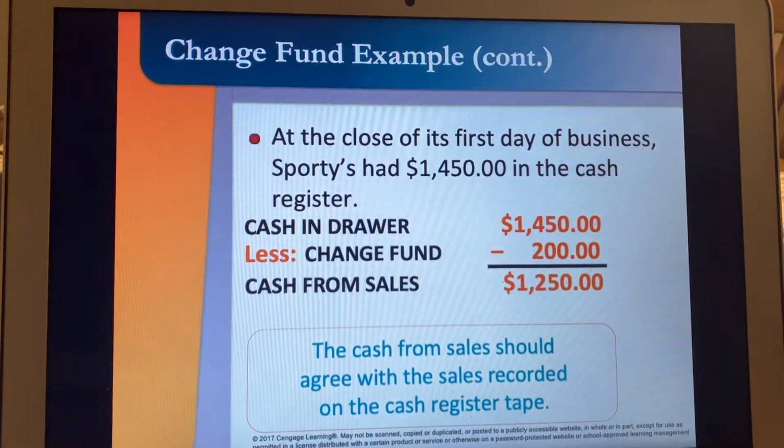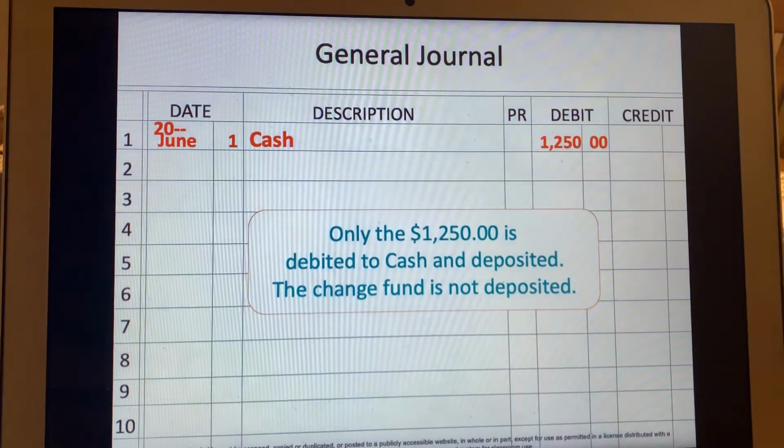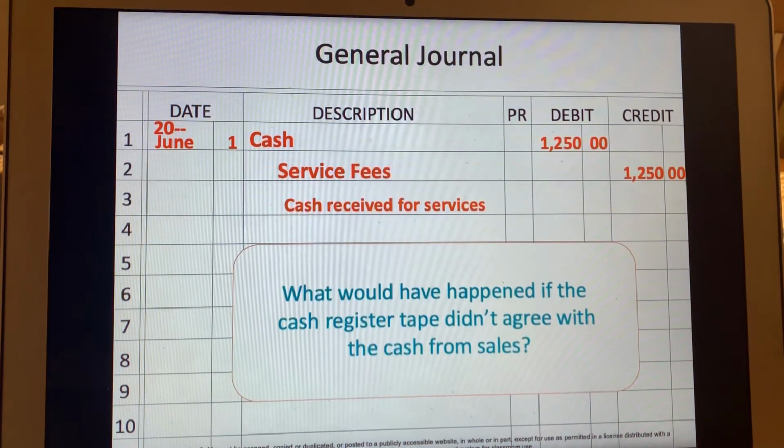Change fund example: at the close of its first day of business, Shorty's had $212.50 in the cash register, so cash in drawer $212.50 less change fund $200, so cash from sales is $12.50. So here's what we do: cash $12.50, service fees $12.50, cash received for services. That would be the journal entry.